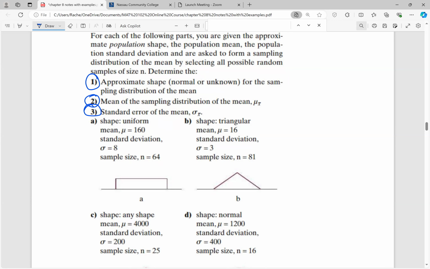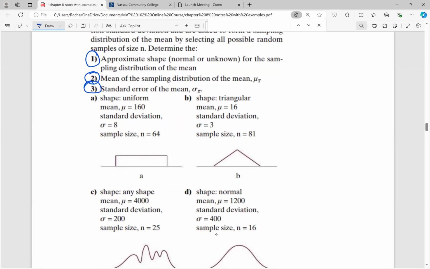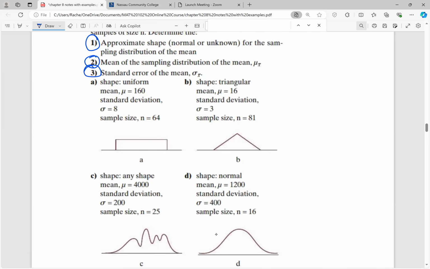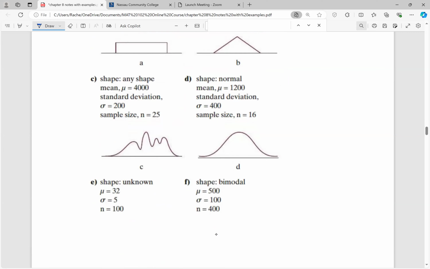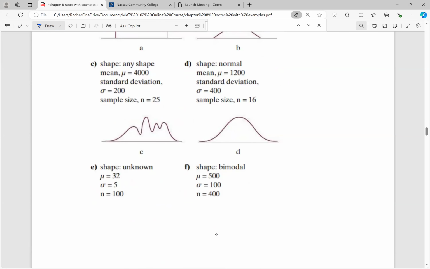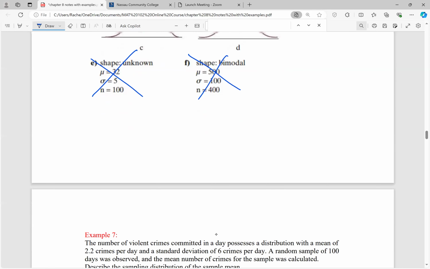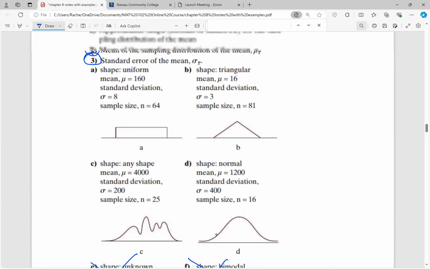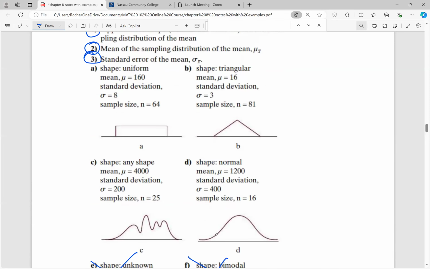So there are 4 different examples here, A, B, C, D. We're not going to cover E and F. Okay, so let's look at A, B, C, D.